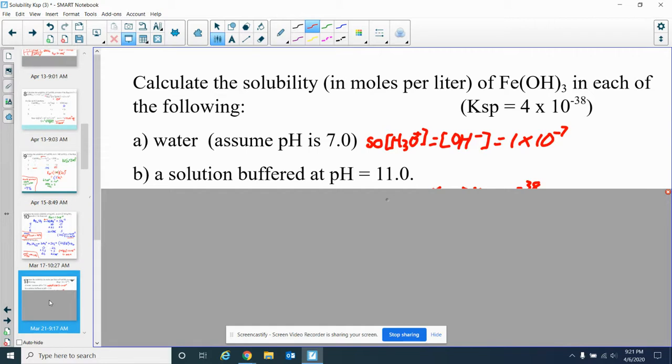Looking at hydroxides that are really insoluble, like iron hydroxide, iron 3 hydroxide, the KSP value is 4 times 10 to the negative 38th. So it's very, very insoluble. In cases like that, we actually do need to look at the hydroxide concentration because, again, it's so insoluble that S is going to be really small, so that hydroxide concentration is going to make a difference. So we're going to look at its solubility in water, where the pH is 7, and in a solution at pH 11, and see what the difference is.